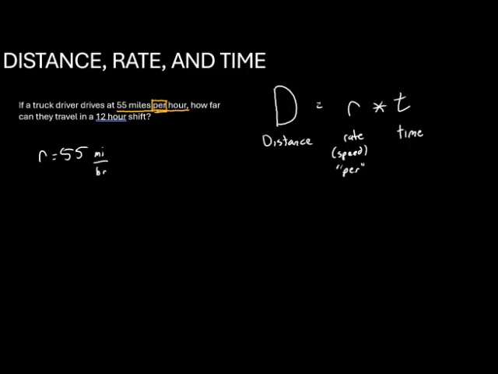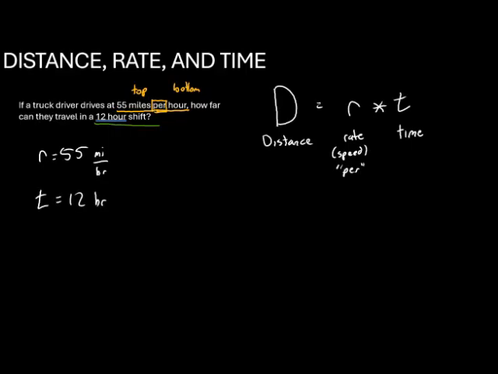When we see miles per hour, miles will go to the top and hours will go to the bottom. The word that comes before the per always goes to the top, and the word that comes after always goes to the bottom. The second piece of information we see is that we have a 12-hour shift. Hours is a way to measure time, so we'll say the T is 12 hours.